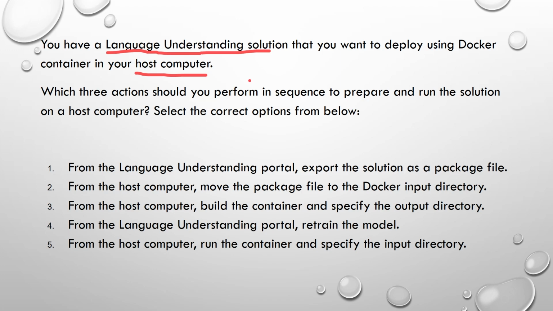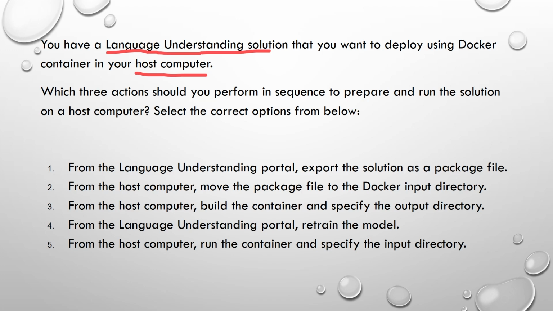Now to the options. So the options can be categorized into two. One are the steps which you have to do in the language understanding portal, and the others are the steps which you have to do in the host computer. So from the language understanding portal, we have to export the solution as a package file. Now in language understanding portal, we have to retrain the model. Then in the host computer, move the package file to the Docker input directory. In host computer, build the container and specify the output directory. In host computer, run the container and specify the input directory.